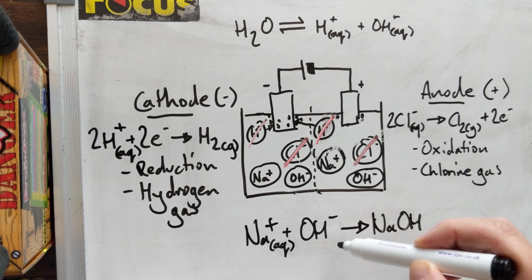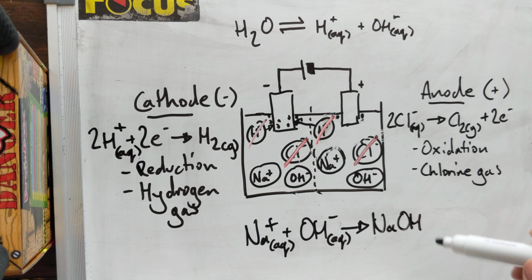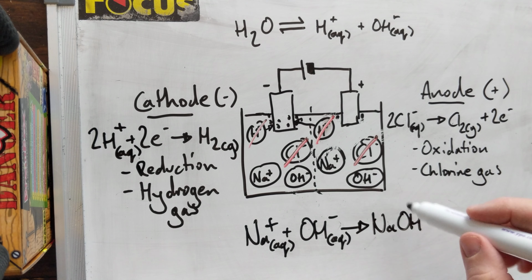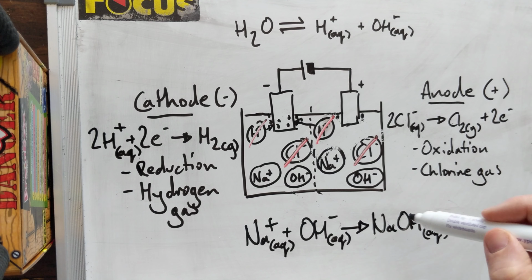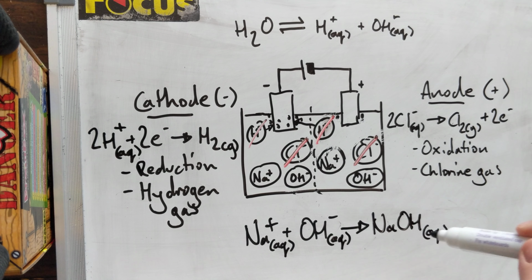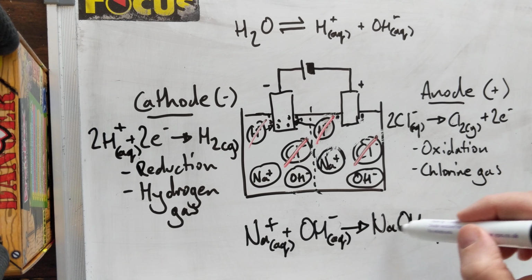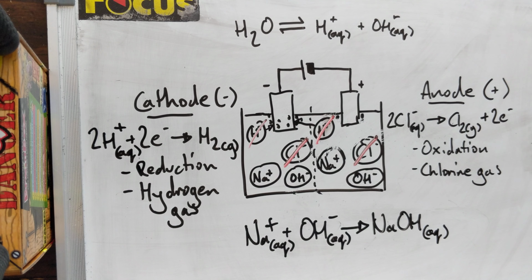Now, actually, this will remain in solution. It'll actually remain dissociated, but we can write it like this just to show that this is what's happening, and we can take this sodium hydroxide out and use it in a number of important processes. It's an important chemical, as is chlorine, as is hydrogen. So that's essentially the basics of the electrolysis of brine.